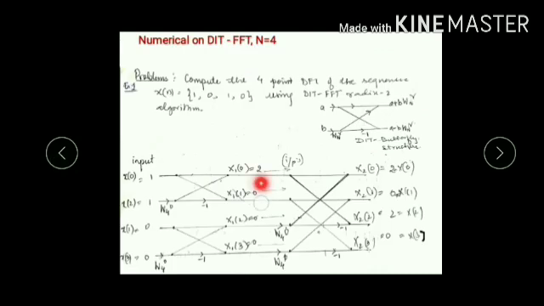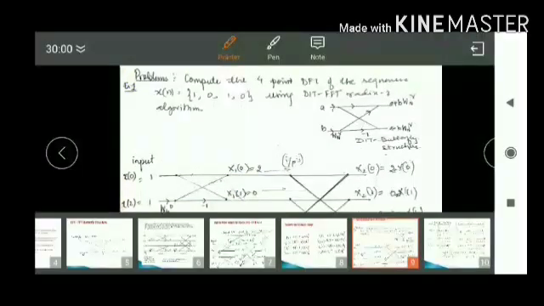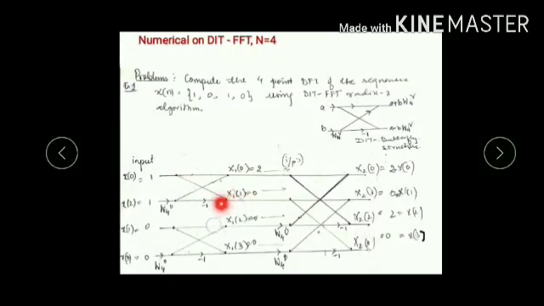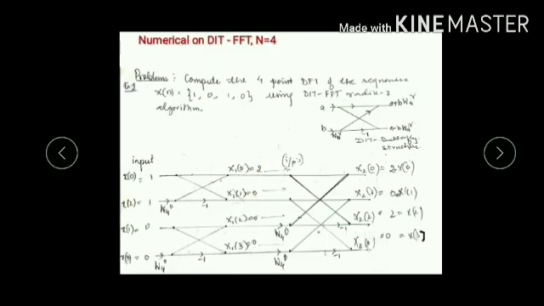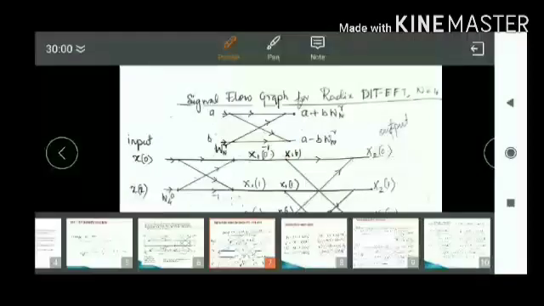Similarly, you need to calculate x1 of 1, which is x of 0 minus x of 2 into W40. You just need to change the minus sign only for the first stage, which will be easy. If you can get x1 of 0, you can write x1 of 1 by just changing the minus sign. So W40 is 1, 1 minus 1 is 0, and you get the answer as 0. Similarly, x1 of 2 and x1 of 3 can be easily calculated, I hope.